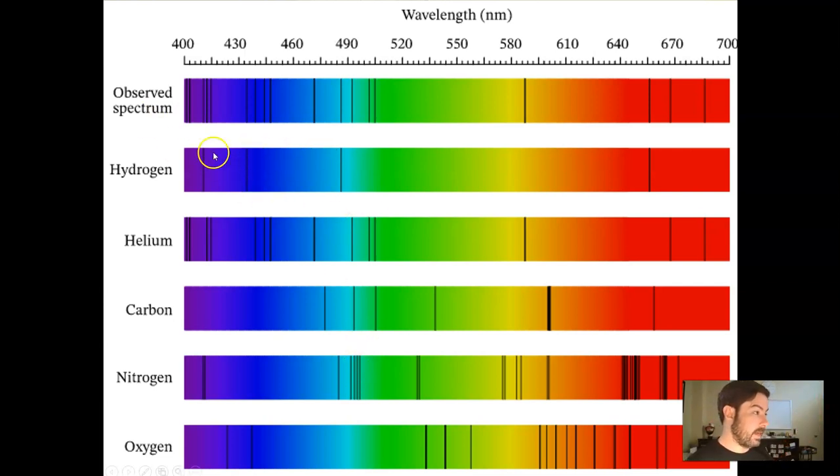We know hydrogen has these black absorption spectrum lines. Helium lines look like this, carbon, nitrogen, and oxygen. So we can assess what the atmosphere of Jupiter is made of. We can assess what the sun is made of. We can assess what distant stars and galaxies are made of based on these and based on where these lines are.